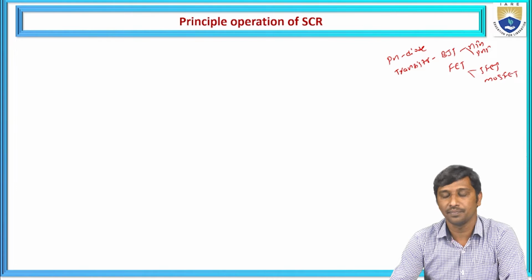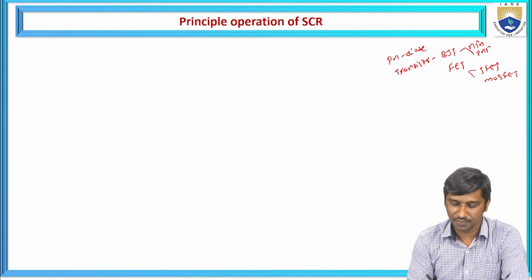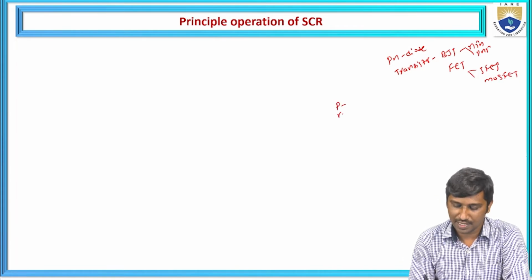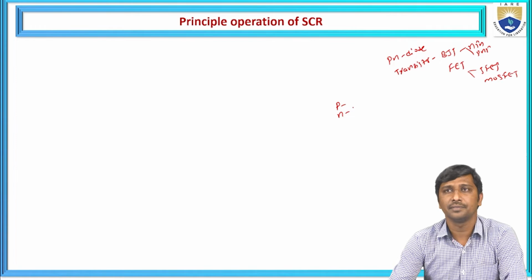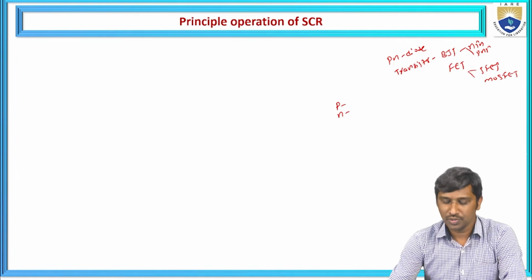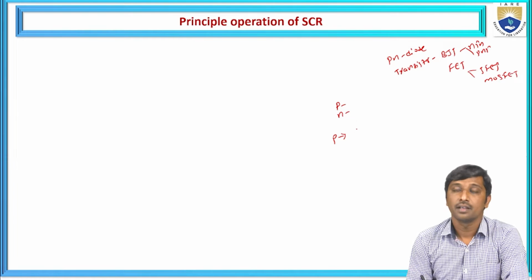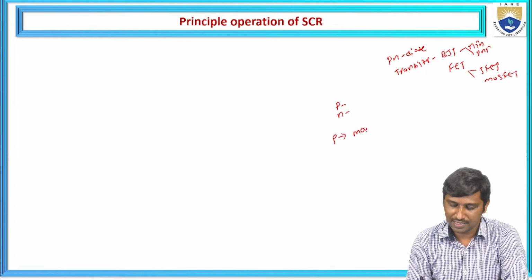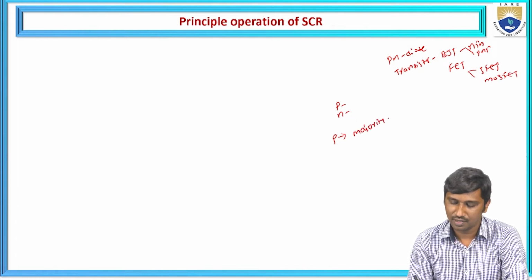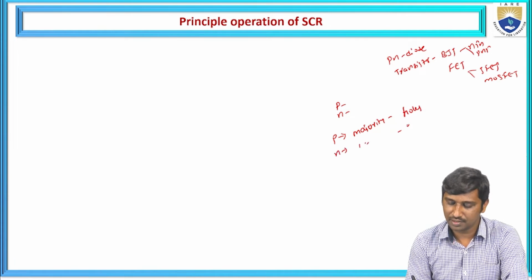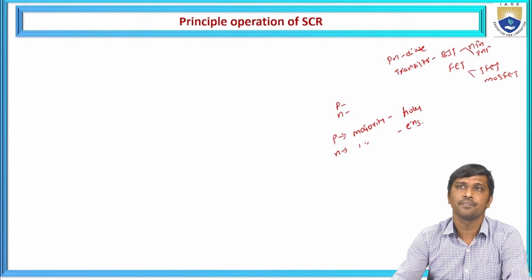Now we will discuss how to construct the silicon controlled rectifier and its behavior. This silicon controlled rectifier is also constructed using two types of materials, P-type material and N-type material. We know that in P-type material the majority charge carriers are holes, and in N-type the majority charge carriers are electrons.